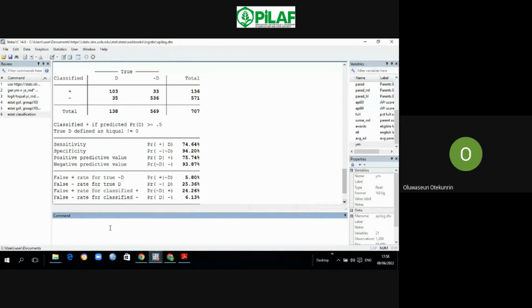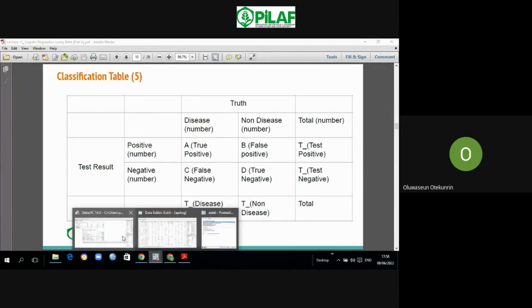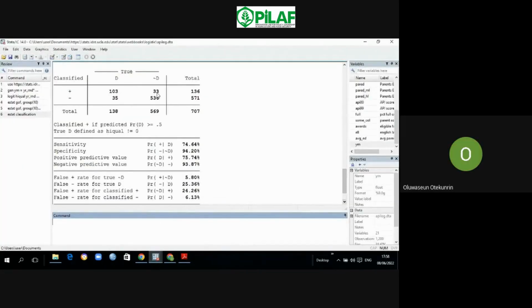Those that have been classified positive, you get them on row 1. So where will you now get false positive on row 1? Yes, cell B. That is 33. What is the total for that row? 136 times 100. That is 24.26. Is that clear?